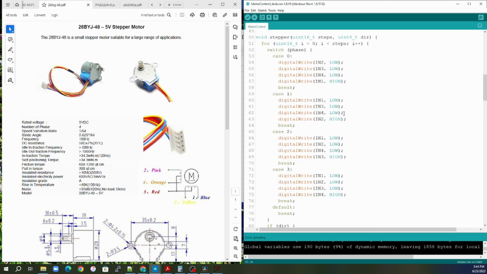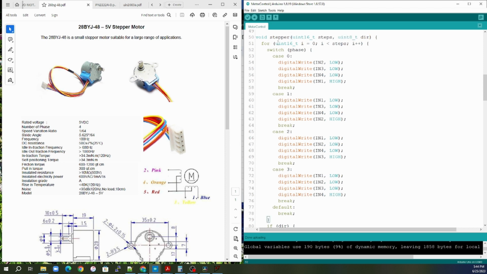Of course there's always the Stepper.h library that you can use for easy mode, and it's got all of it built into it for you. For other functionality, I really don't know what it does, but this is a stepper motor, so I just need to be able to step. The function I've got is just stepper. It takes in how many steps you want and the direction. This is where the clockwise, counterclockwise comes in.